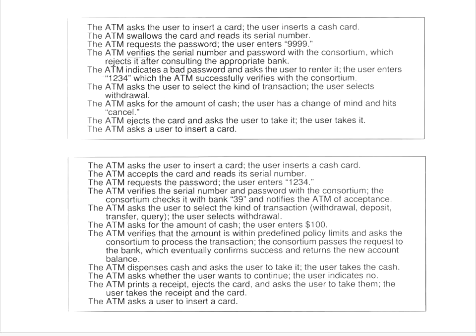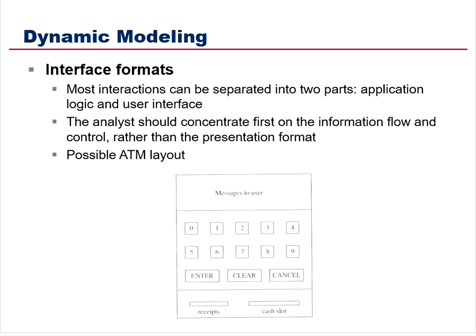The ATM first asks the user to insert a card, and the user then inserts a cash card. After this the ATM swallows the card and reads its serial number. These are the sequence of events that is processed in the ATM whenever it is dispensing the cash. So it performs some sequence of events, and that sequence of events we need to identify for the particular system that we have implemented. This is the first step of the construction of dynamic modeling.